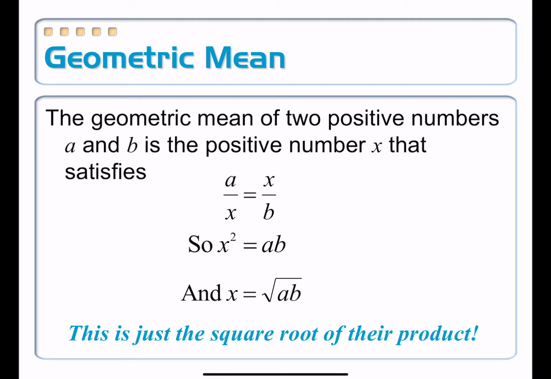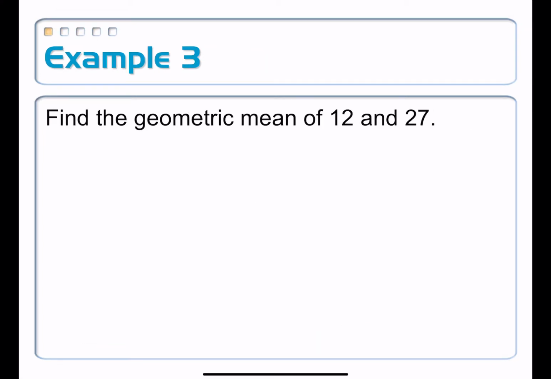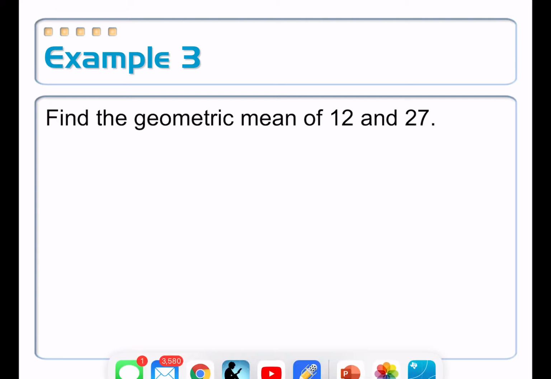Okay, so let me associate this with average, the arithmetic mean, where if we have two numbers, we want to find the average, we add those two together, and then we divide it by 2. So this is the geometric version of this thing, where we multiply our two numbers, and then we take the square root of them. So let's do an example, so we can see how this particular definition gives us the geometric mean between two numbers, and in this case, we're finding the geometric mean between 12 and 27.